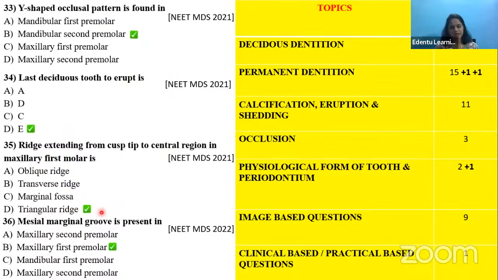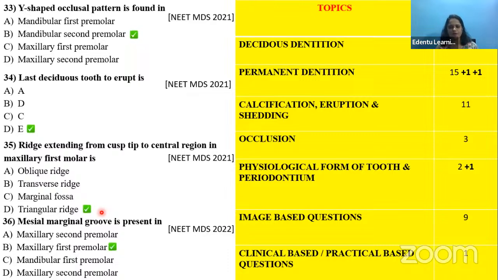Okay, so sometimes they can ask direct one-liner questions like this, or sometimes what they can do is they can give an image and mark or highlight the particular area in the image, and they will ask you to identify what ridge this is, whether it is a triangular ridge or transverse ridge. Okay, like that they can also ask you to identify. There was a recent question in the NEET MDS 24 exam like this. They gave the occlusal surface of the molar, and they highlighted a part from the cusp tip to the central point region of the first molar, and then they asked you to identify the ridge pattern. Okay, so this is also an important topic.